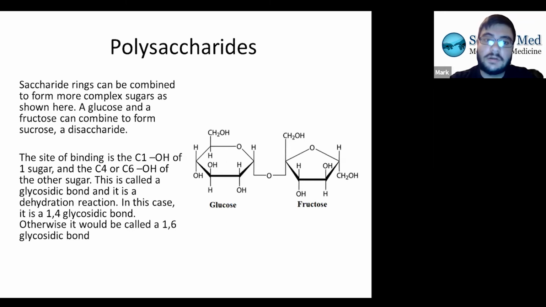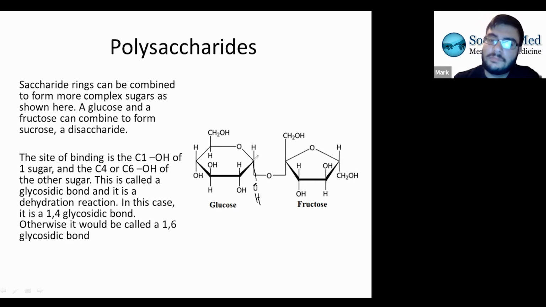So talking about polysaccharides, saccharide rings can be combined together to form more complex sugars, as shown here. A glucose and a fructose can combine to form sucrose, a disaccharide, right? And you see here, this used to be an OH, right? And this used to be an OH as well. Over here on this fructose, if you notice, this fructose is a little bit different than this one. This is a 5-membered ring instead of a 6-membered ring. We'll get into that in a bit, but these sugars can be 5 or 6-membered.